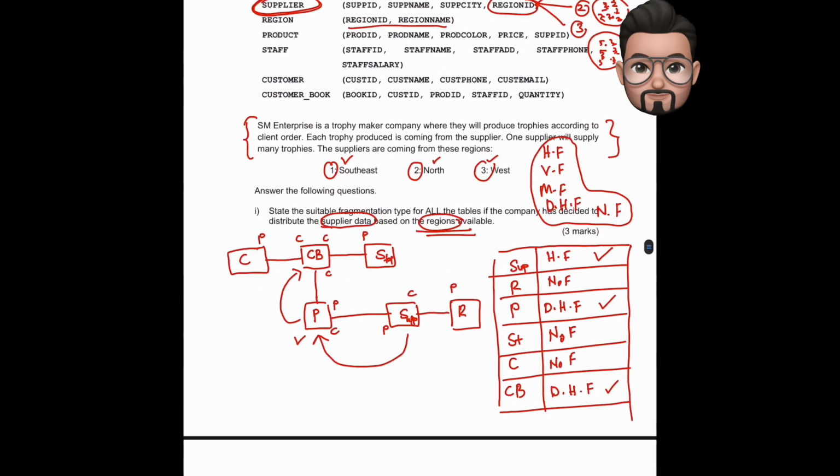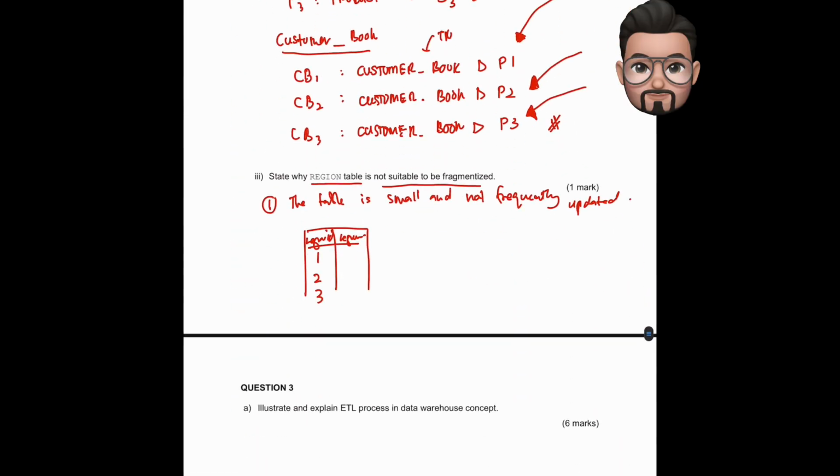1, 2, 3. Southeast, north and west. What can you fragment based on the data inside this table? So normally, why is this table not suitable to be fragmented? Because the table is small and it is not frequently updated. It is very rare for you to add a new region every day, change the region, update, or delete. By right, the data inside this region table is usually fixed. That's why it is not frequently updated, and that's why it is not suitable to be fragmentized. Okay, so now we are done with question 2.